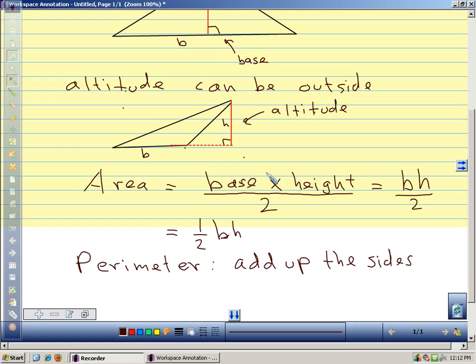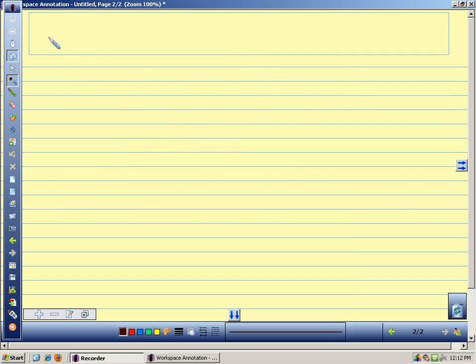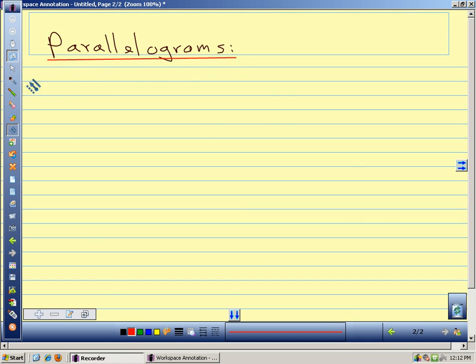Okay, we're going to go on to parallelograms. And again, what I suggest is you label your parts in your flip book, and then we'll write our formulas. So here's our parallelogram.